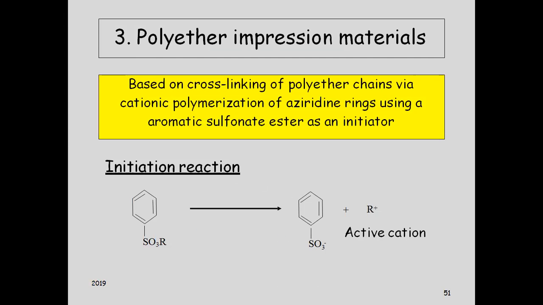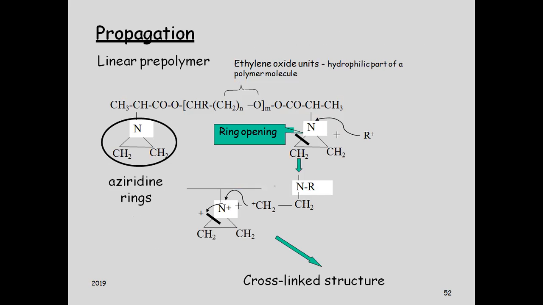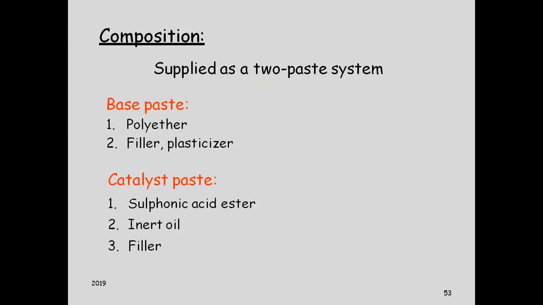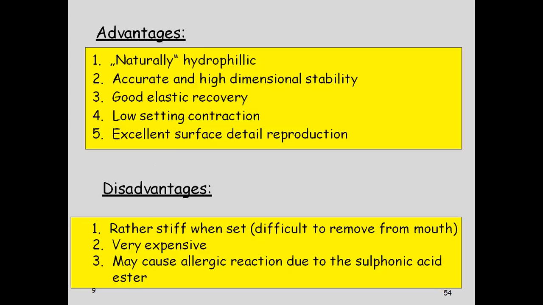Then come to polyether impression material. Based on cross-linking of polyether chain via cationic polymerization of aziridine ring, using an aromatic sulfonate ester as an initiator, right? Propagation, linear polymerization is there, then cross-linking. Composition again supplied as two-phase system: base phase polyether, filler, plasticizer; catalyst sulfonic acid ester, inert oil, and filler.